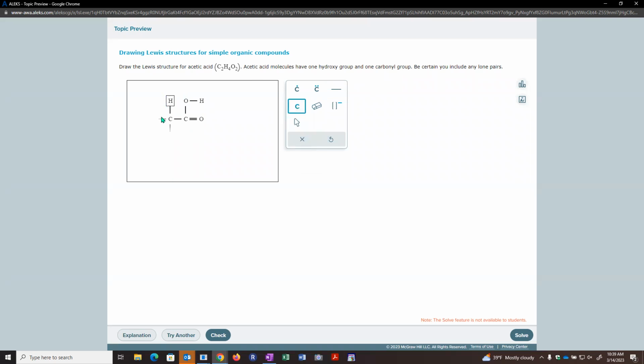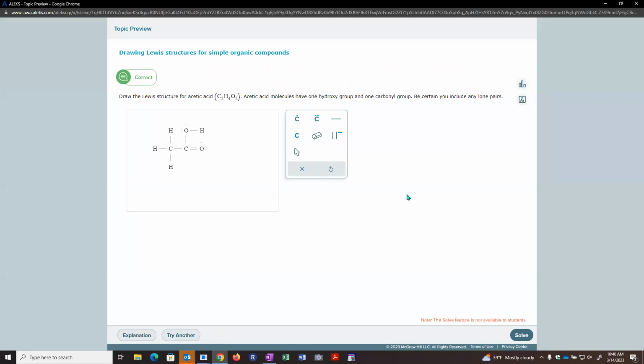Right, so we got our H, got an H over there, and I've got an H on the bottom. So we have two C's, we have 1, 2, 3, 4 H's, we have two O's. Then we have in our structure the hydroxy, the OH group, and then we also have the carbonyl, the C double bond O. We also want to include the lone pairs, so don't forget that we'll need 2 lone pairs on the oxygen to give it its octet, and we'll need 2 lone pairs on that oxygen as well. If I check, that's your correct structure.